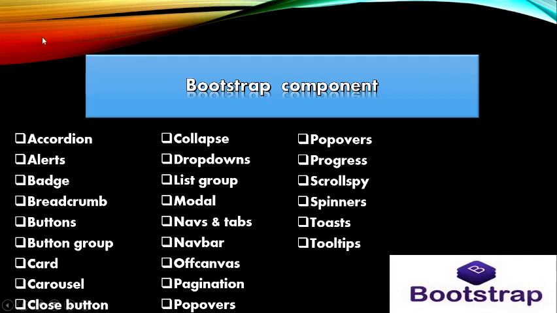Here, the accordion means a collapsible navbar or button. Breadcrumb indicates the current page location. Modal is for a pop-up window or browser.